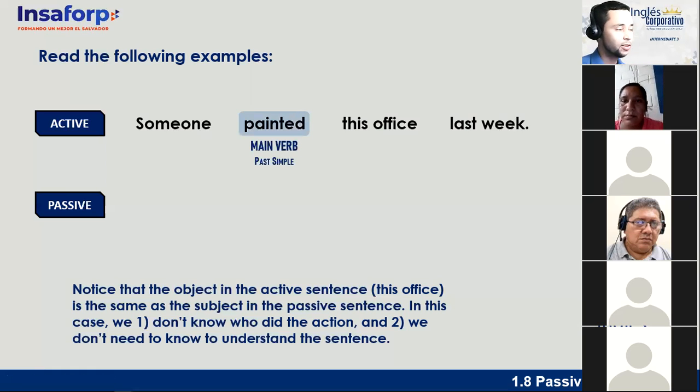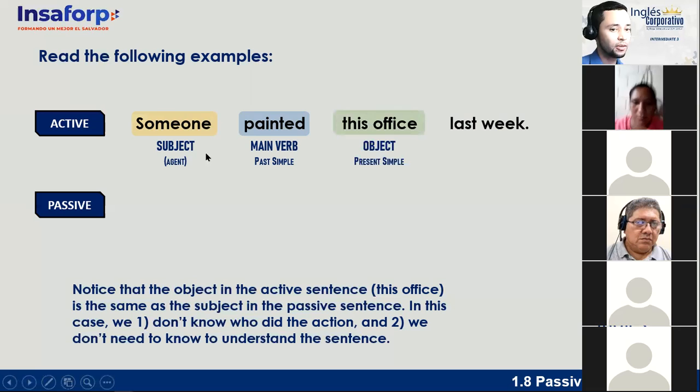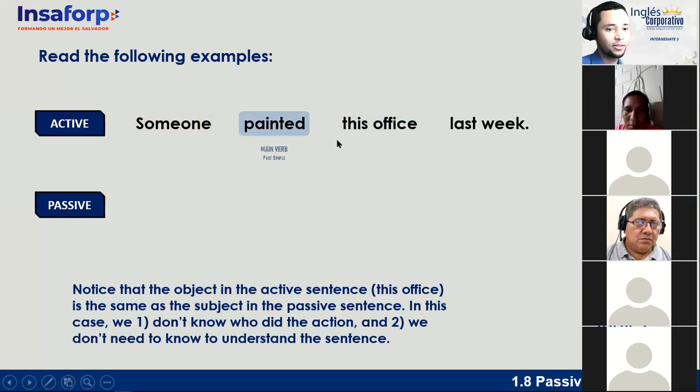Okay. The subject, someone. Someone, correct. The subject is someone, and that's the agent too. And what is the object? Someone painted what? This office. This office, that is correct. So this office is the object. Okay. ¿Qué pasó? Sorry about that.